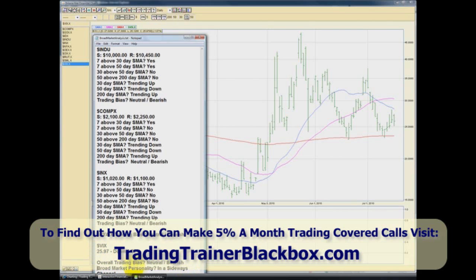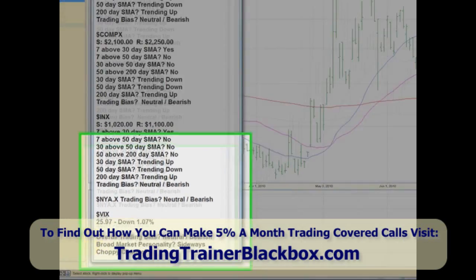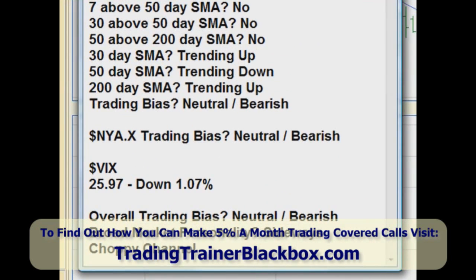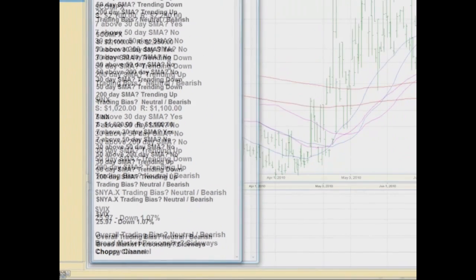Here we go. Our overall trading bias, we're going to keep it at neutral bearish. Our broad market personality, we're going to call this a sideways choppy channel. Hey, that's all I've got for you. Remember, one last time, as option traders, we can profit if the market moves up, down, or sideways. We have strategies for all of these patterns. Just be able to read the charts, understand your options, pick them, and profit.